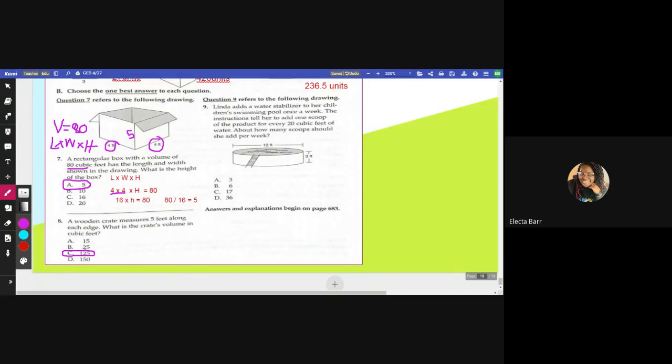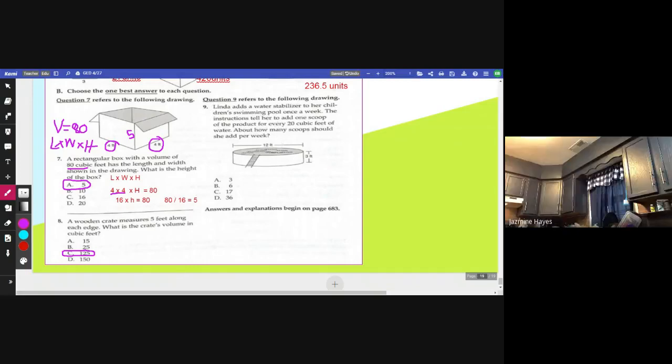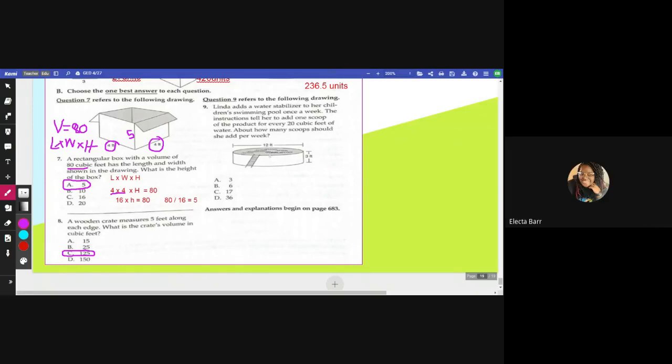So she wants to water a stabilizer for a children's swimming pool once a week. The instructions tell her to add 1 scoop of the product for every 20 feet. So how many scoops should she add per week? First step, find the volume. That was the very first thing you should have done. So looking at this cylinder, I know that the radius is what, y'all? The radius is 6 and the height is 3. So you got to find the volume first.